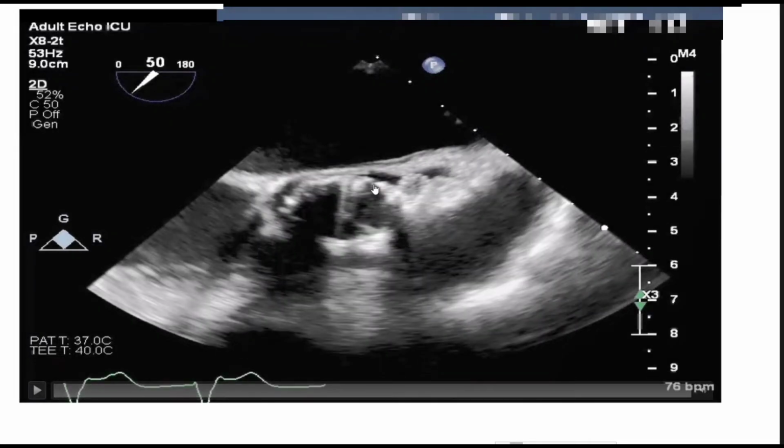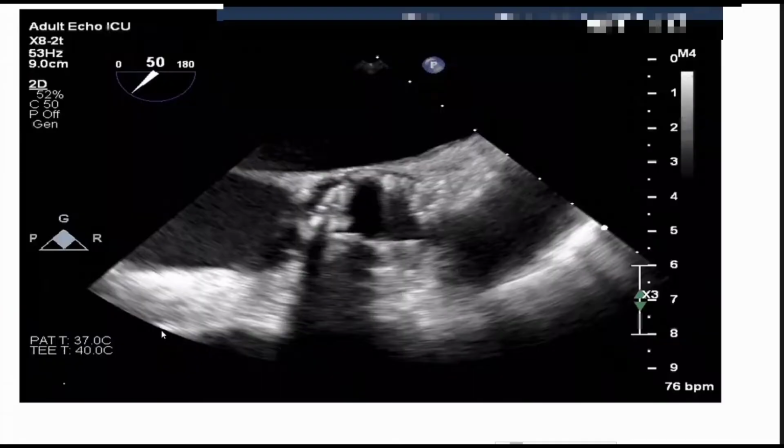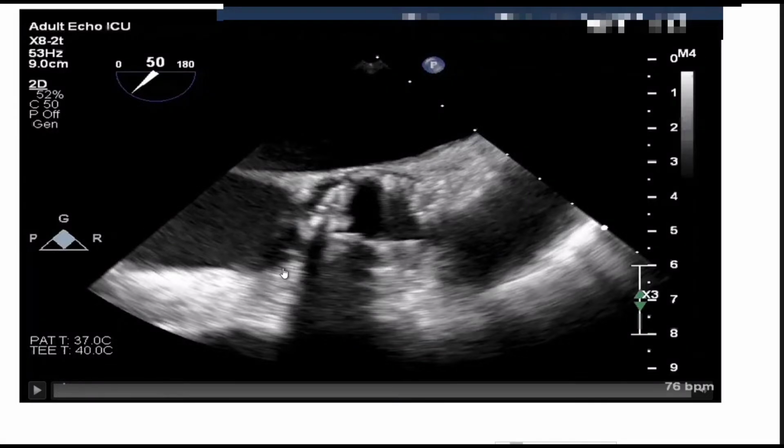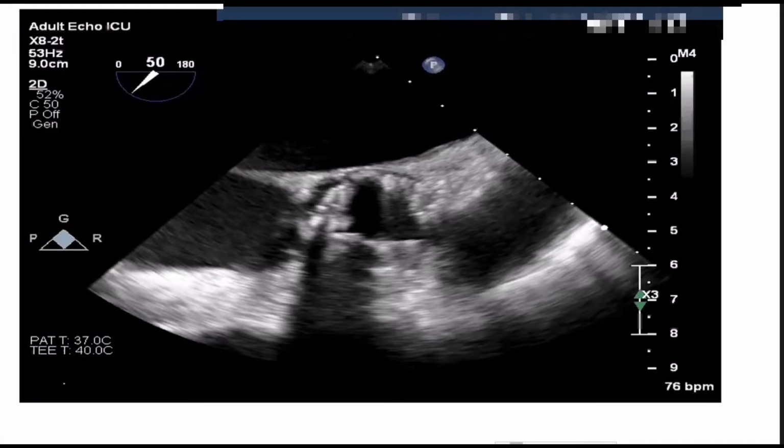Now you know that this is not an infection because this is immediately post-op. But if you were to see this a year later in the setting of somebody with positive blood cultures, is there any way to differentiate between infection and just normal post-surgical intervention?